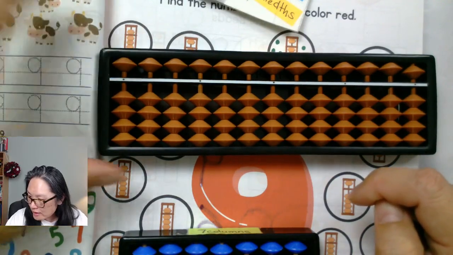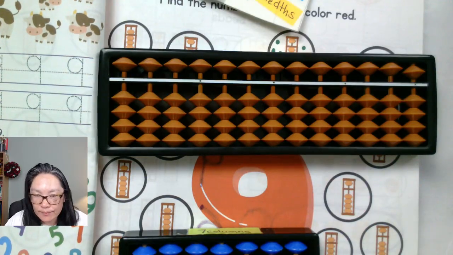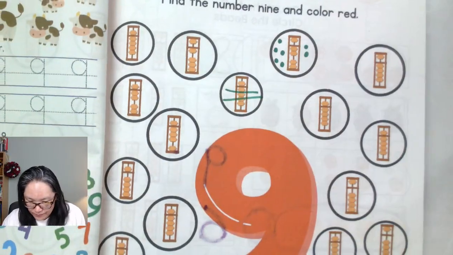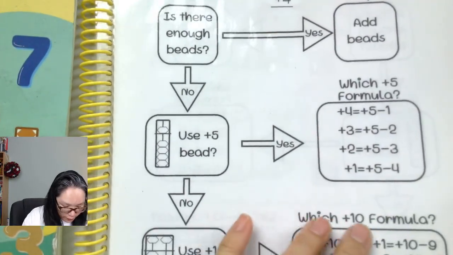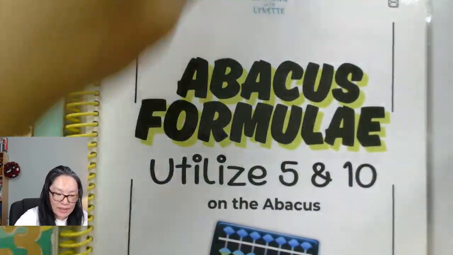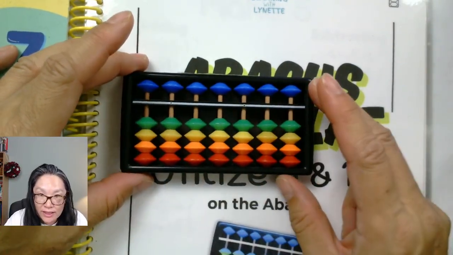But it would require some modification. Let's see what we need to do. One of the things we need to understand is that there is a set formula. Now we're just kind of jumping through. First, we're going to understand how to move the beads.